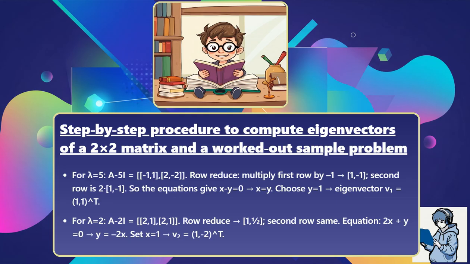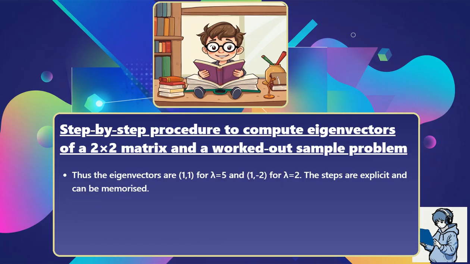For lambda equals 2, A minus 2I equals the matrix with rows 2, 1 and 2, 1. Row reduced to 1, 1/2, second row is the same. Equation, 2x plus y equals 0, so y equals negative 2x, set x equals 1, giving eigenvector v sub 2 equals 1, negative 2. Thus the eigenvectors are 1, 1 for lambda equals 5 and 1, negative 2 for lambda equals 2. The steps are explicit and can be memorized.